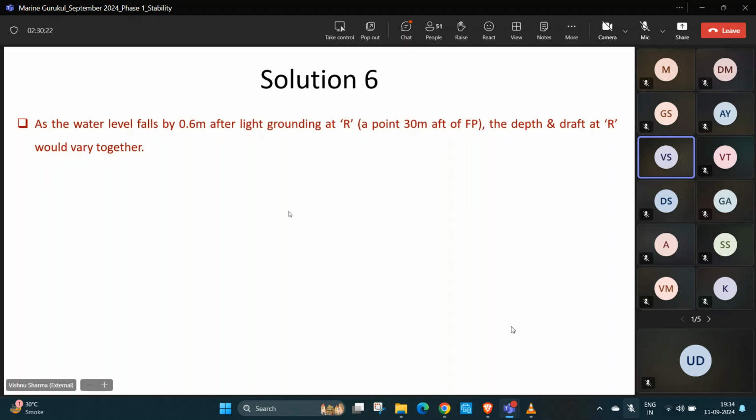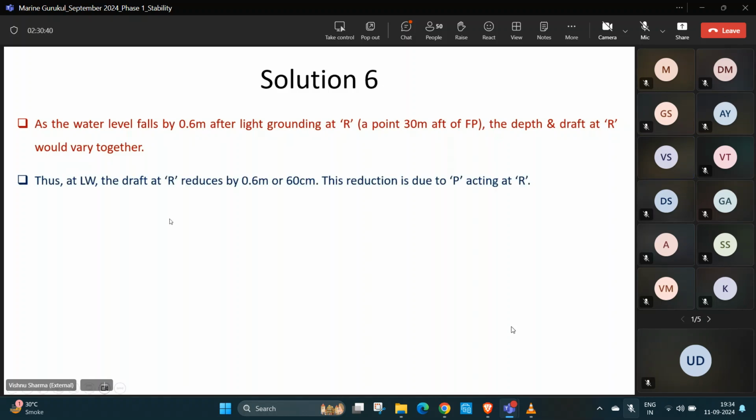As the level falls by 0.6 meters after the light grounding at R, a point 30 meters after the forward perpendicular, the depth and draft at R would vary together. What does this mean? It means that at low water, the draft at R would reduce by 60 centimeters. This is what we came to: X minus 60, and the change was 60 centimeters. This reduction is caused by P, and P is acting at R.